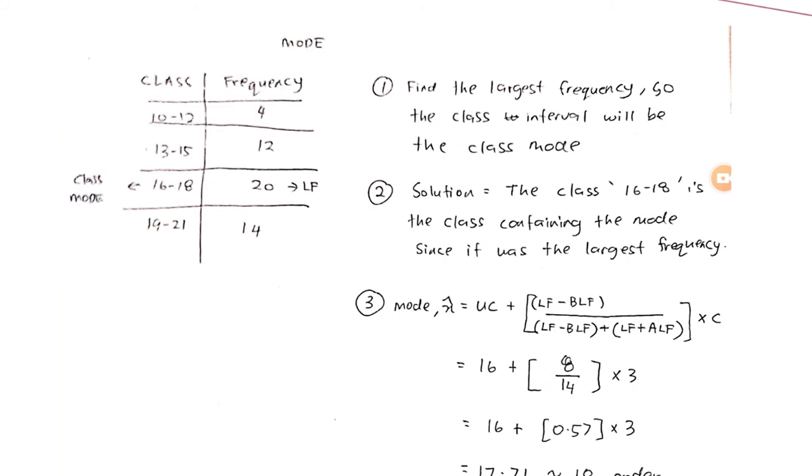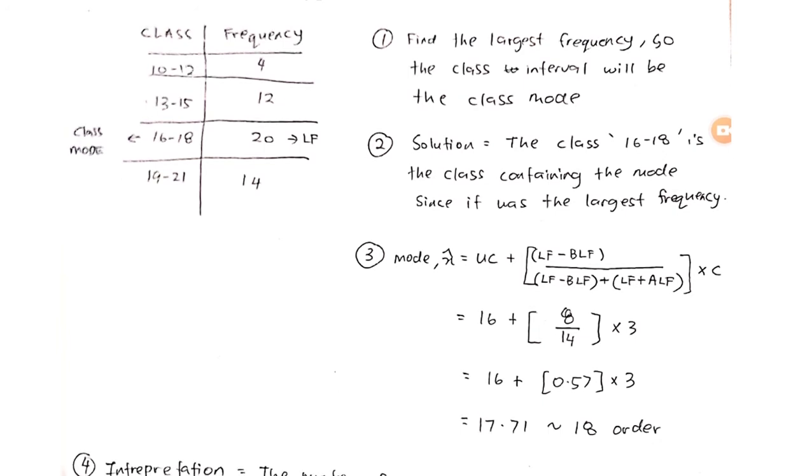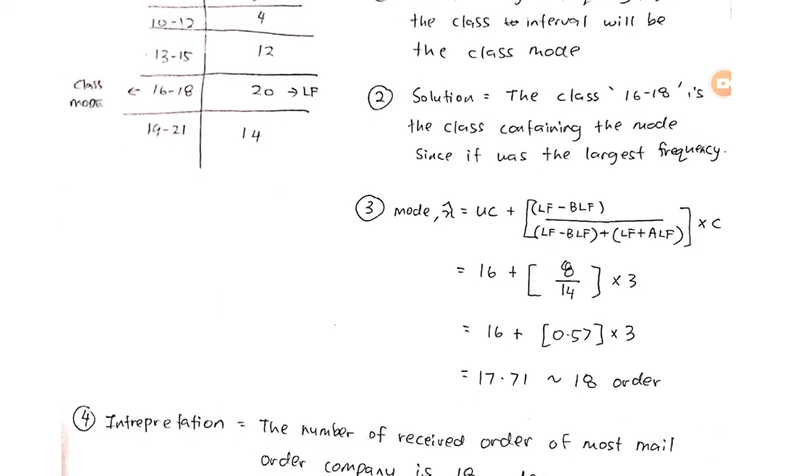So LC is the lower class, BLF is below largest frequency, LF is largest frequency, and ALF is above largest frequency, times C. To find C, we need to take 2 numbers, upper or lower, from 2 classes and subtract them. As an example, I take the 2 lower numbers from 2 classes from the table, which are 16 and 13, and the result of the calculation that I get is 3.